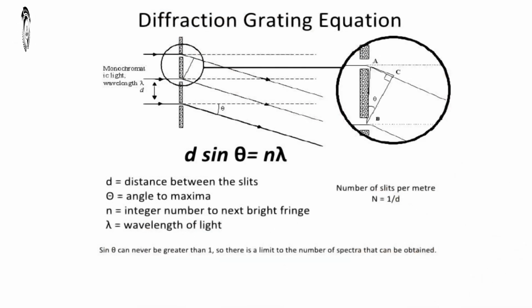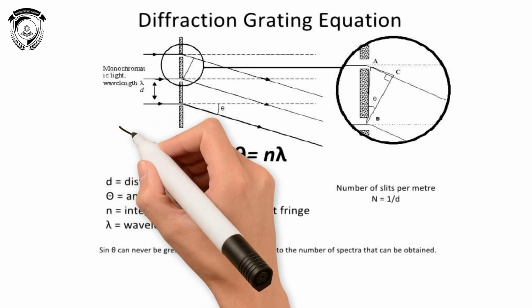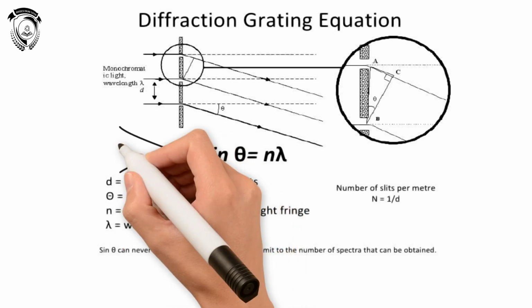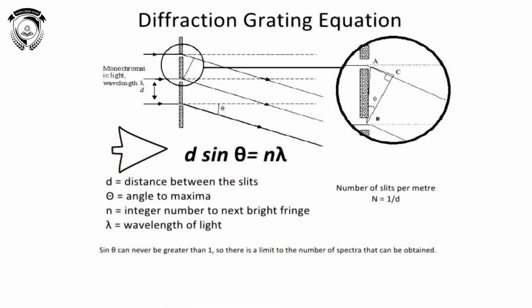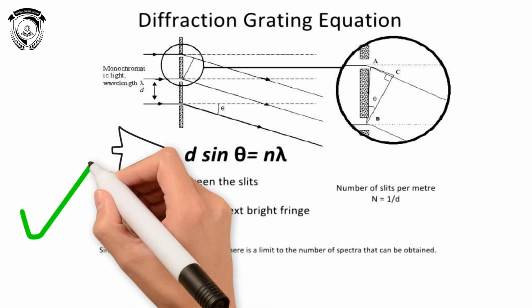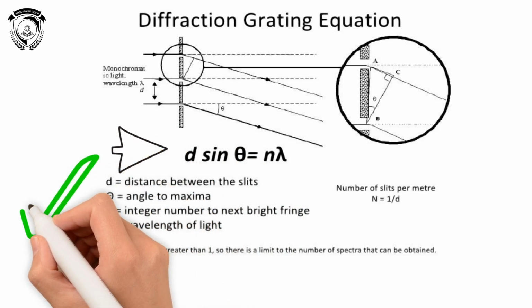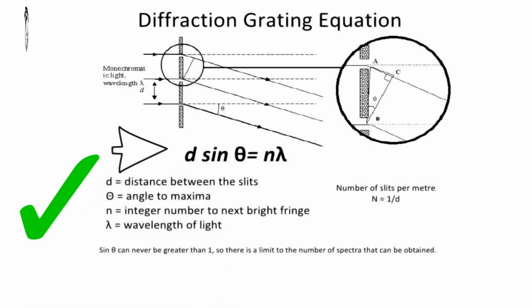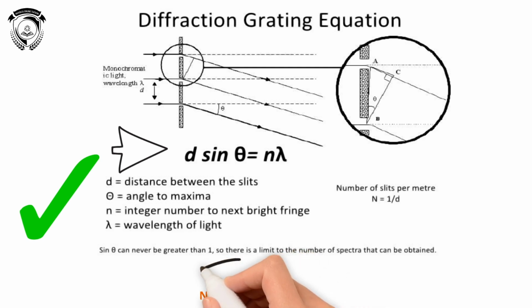For this question, first of all, you should understand the equation for the diffraction grating, which says d sine theta is equal to n lambda. d is the distance between the slits, theta is the angle to the maximum, n is the integer order of the bright fringe, and lambda is the wavelength of the light. The number of slits per meter is equal to 1 over d. If I put this 1 over d in the equation d sine theta is equal to n lambda, I finish up with an equation which says n is equal to d sine theta over lambda.